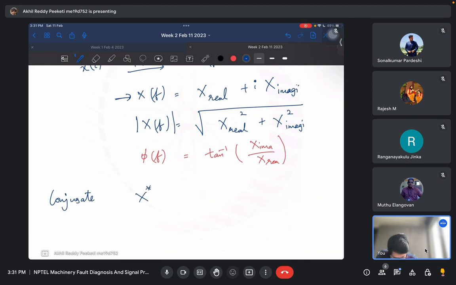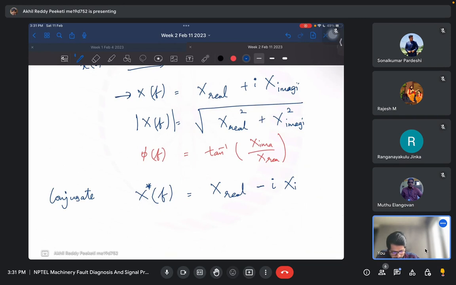So it is defined as x star of f. The conjugate of this signal has the imaginary component take the negative, the opposite. Let's say you have x of f as x real plus i into x imaginary. The conjugate would be x real minus i into x imaginary.